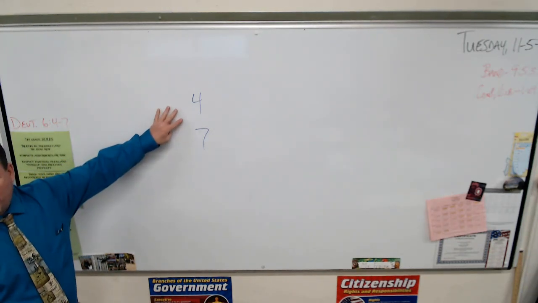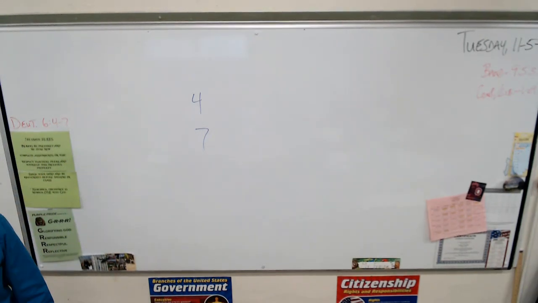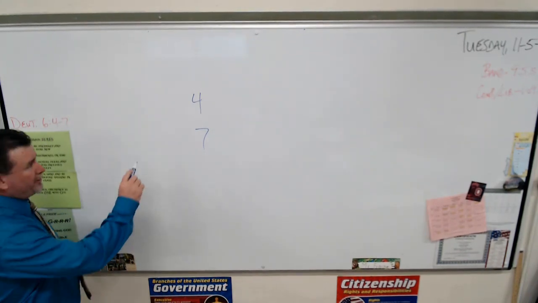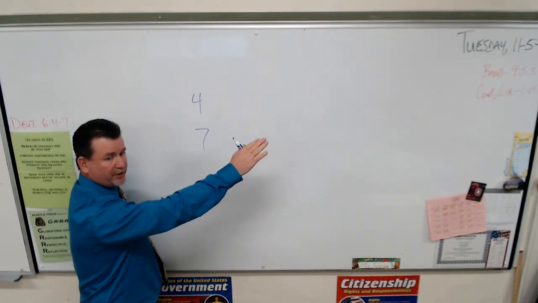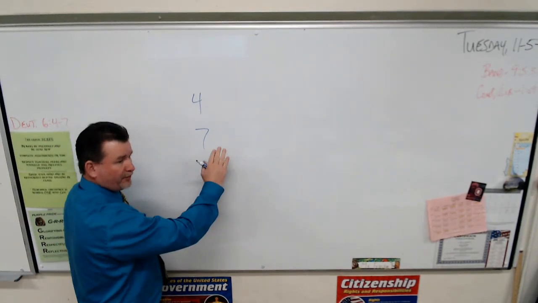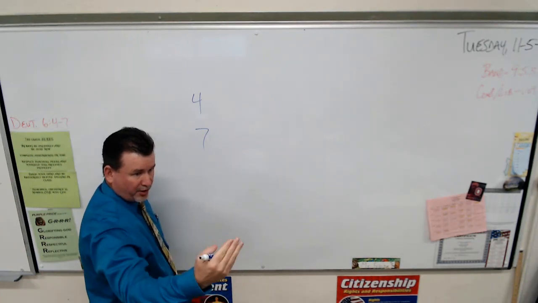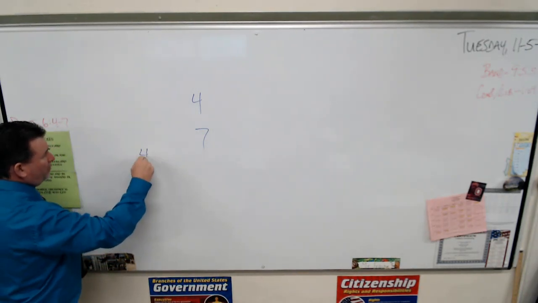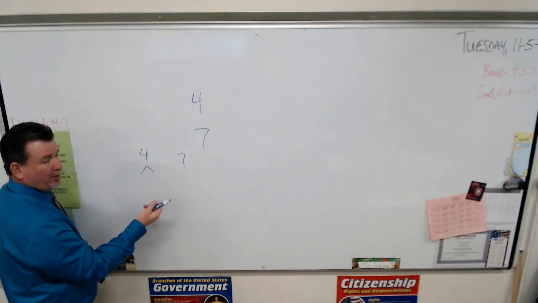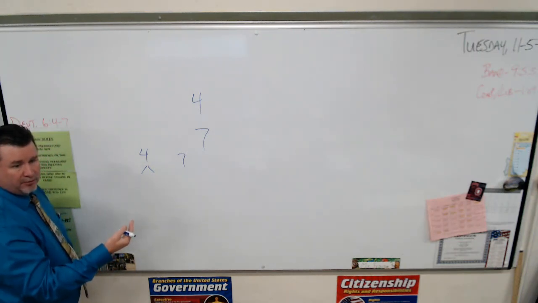What's the least common multiple of 4 and 7? Many of you can do that in your head right now. 28. Okay? Everybody agree? If I was to write the multiples of 4: 4, 8, 12, 16, 20, 24, 28. And 7, 14, 21, 28. The first one you come to is 28. So they did a factor tree. By the way, what's 7? Prime.